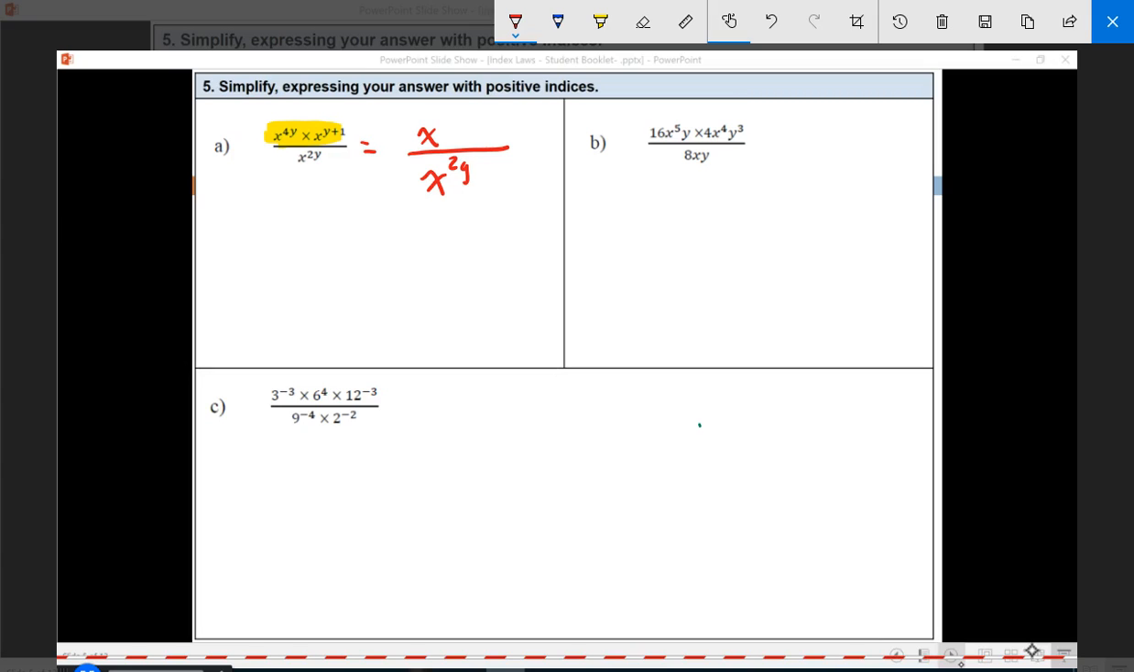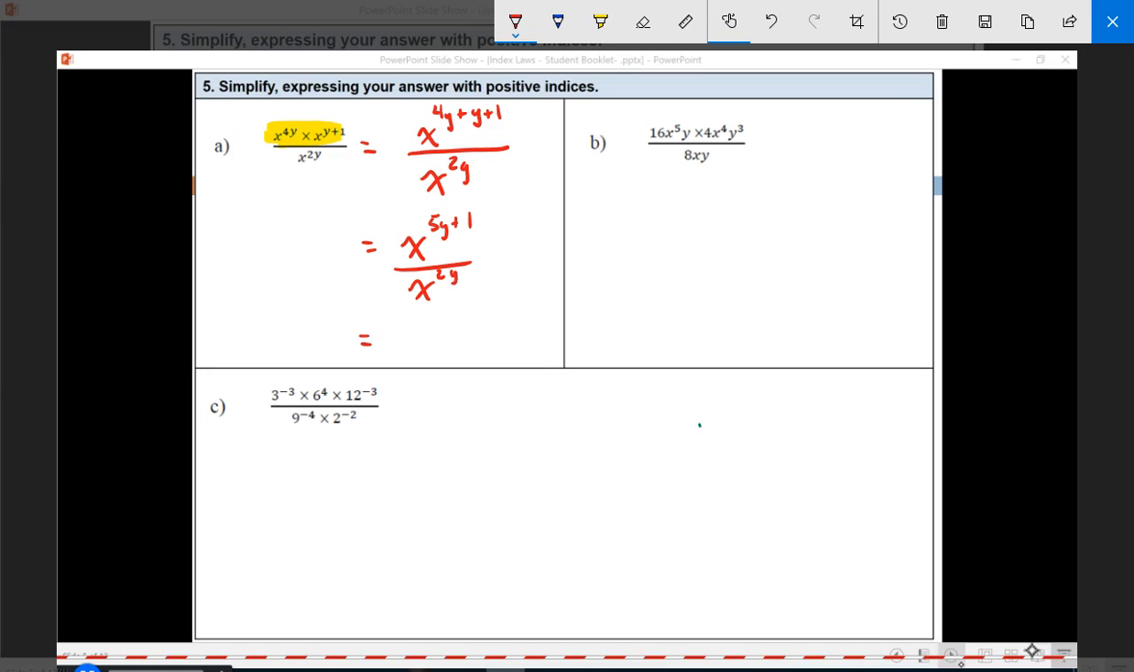Yep. Well, when I'm just looking at the tops, I'm adding them because I have x to the 4y times x to the y plus 1. So I have to add their indexes. So the index is now going to be 4y plus y plus 1. Okay? Now, guys, I know this is kind of ridiculous, but it's just practicing. Yep? You just put 5y? Yep, you could. I'm just going to do that in this step. Guys, you could have skipped that step and went straight to 5y plus 1 over x to the 2y.